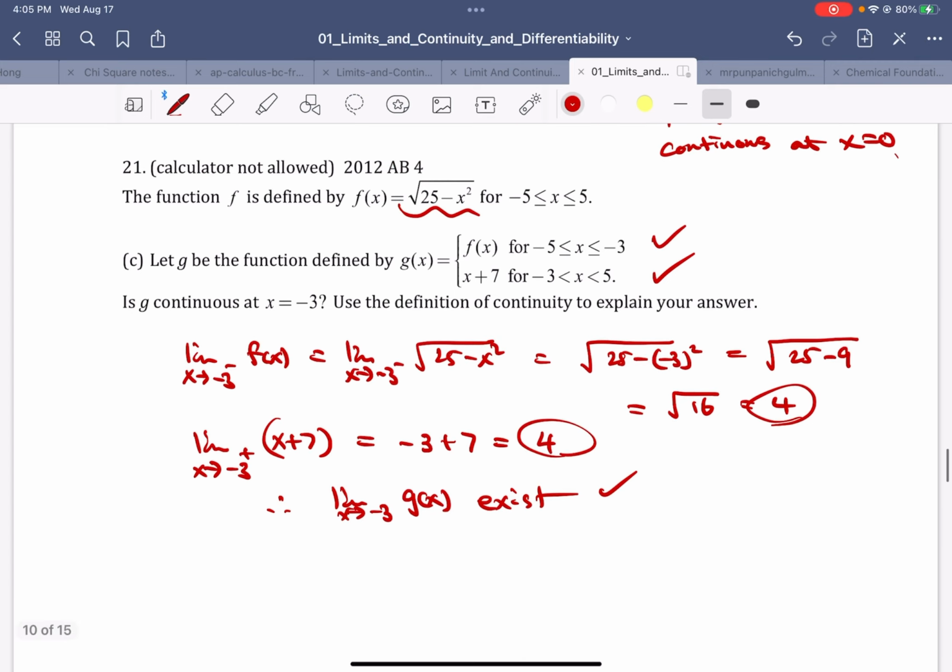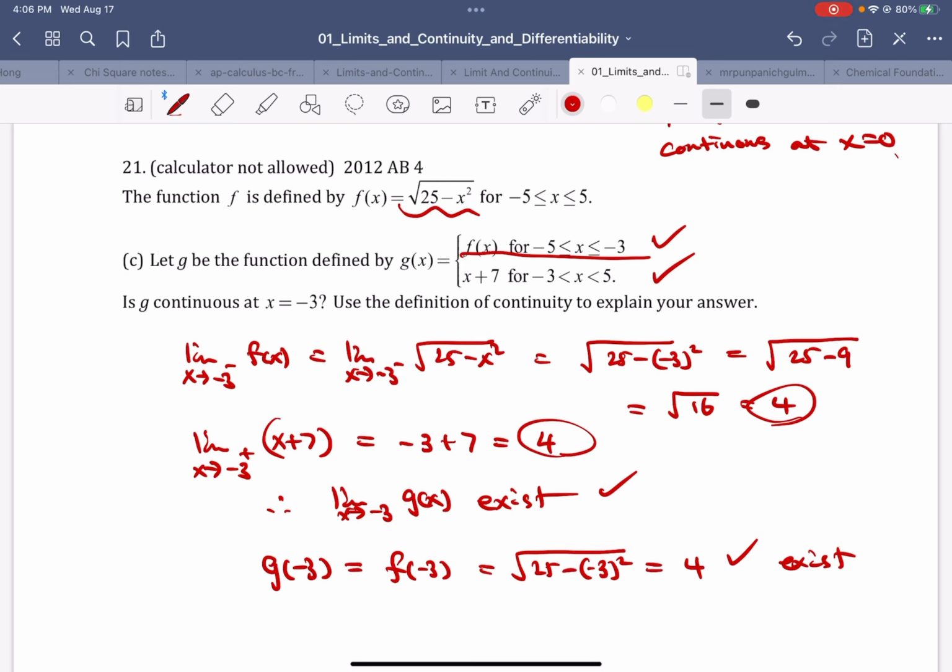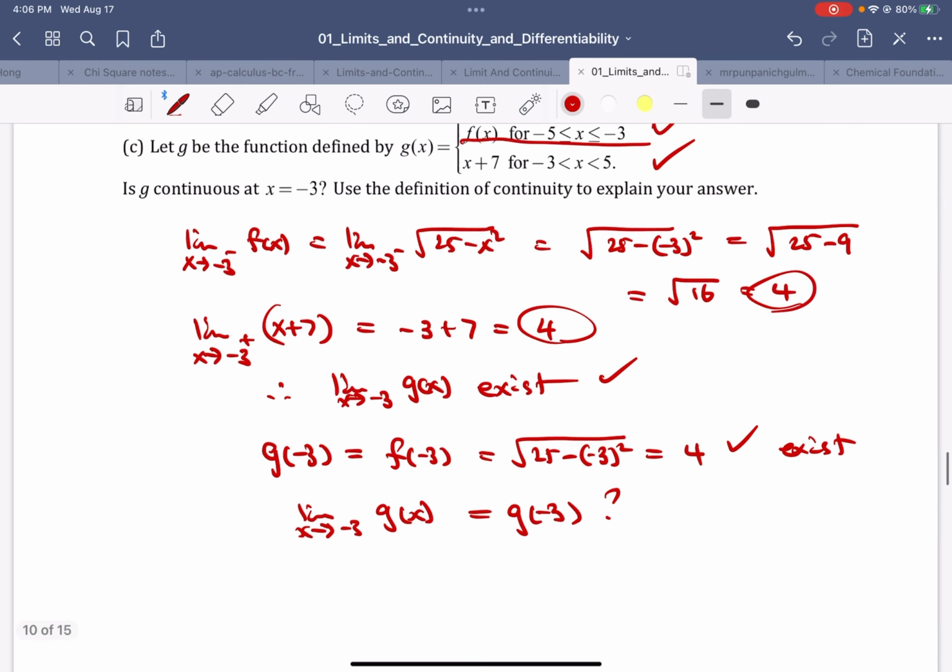Okay. Now, second condition, g of negative 3 exists. So negative 3, I'm using this one here then. So that's same as f of negative 3. F of negative 3, plug it into f of x. 25 minus negative 3 squared, we already calculated. So that is a 4. Yes, exists. Now, the last condition, is it limit x approaches to negative 3 g of x is equal to g of negative 3. So we already computed above here. This is a 4 and this is a 4.